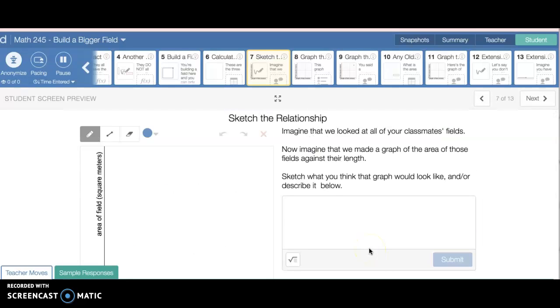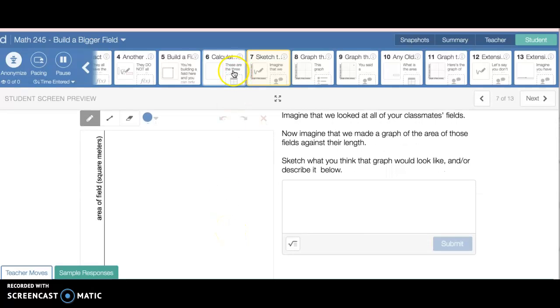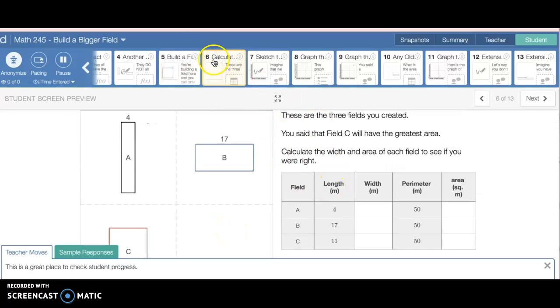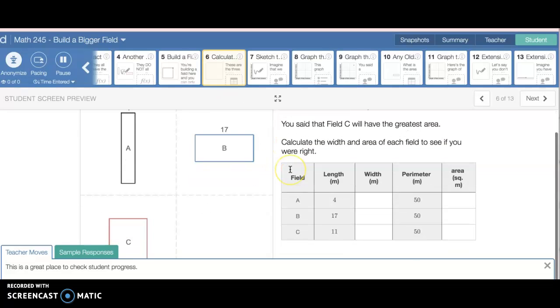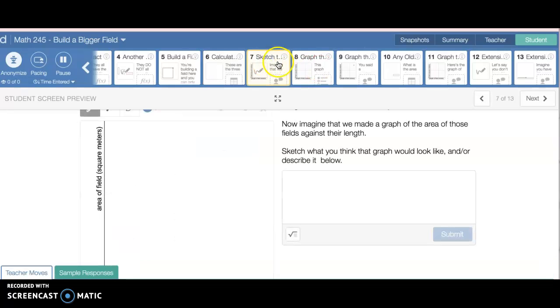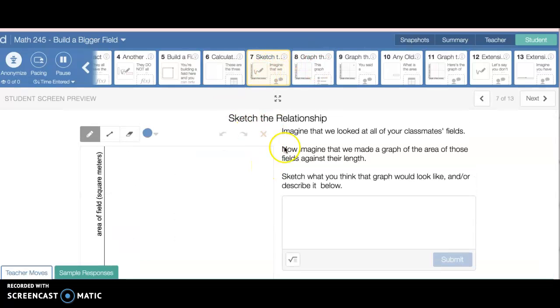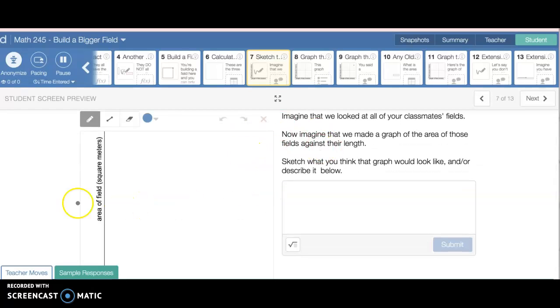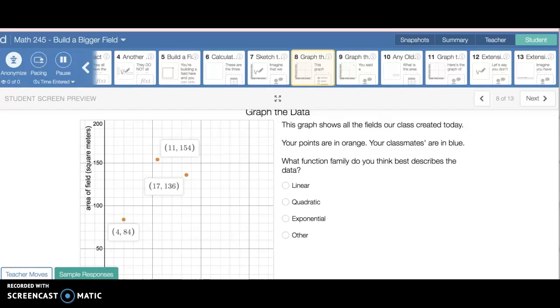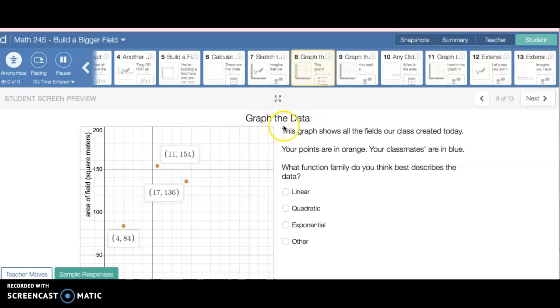The next thing that they're going to be doing is sketching the relationship. So they're going to be taking the points from their previous questions, number 6 and number 5, and they are going to be continuously using these to further advance. They are going to be sketching the relationship that they find with the points that they found. On my screen, it's going to have the individualized points that I have created. And it says graph data.